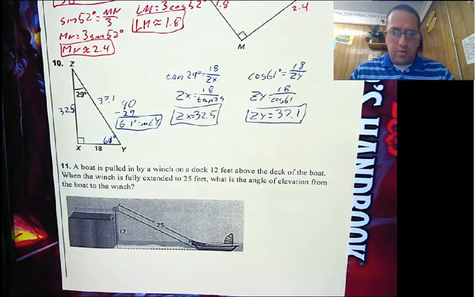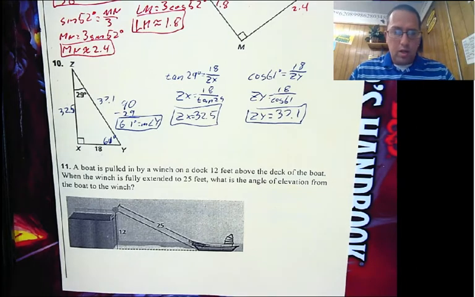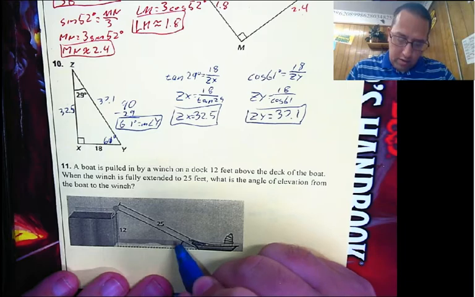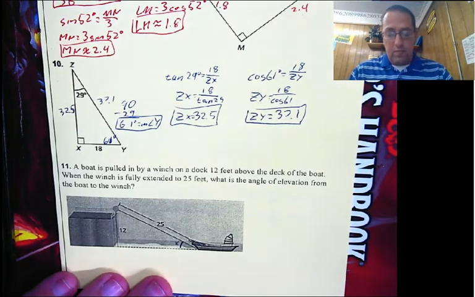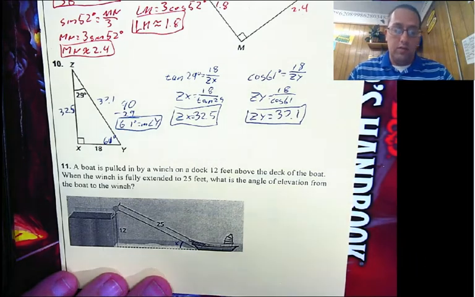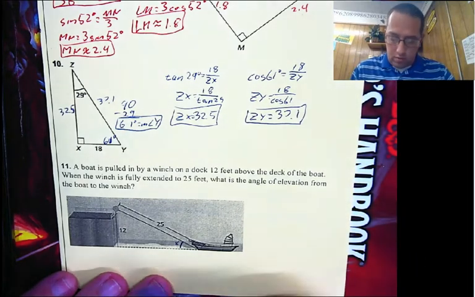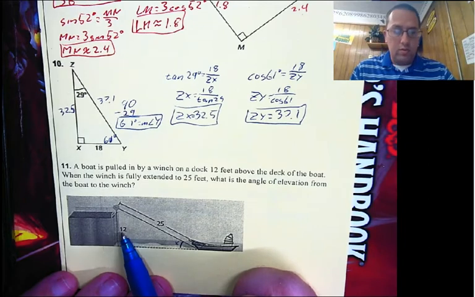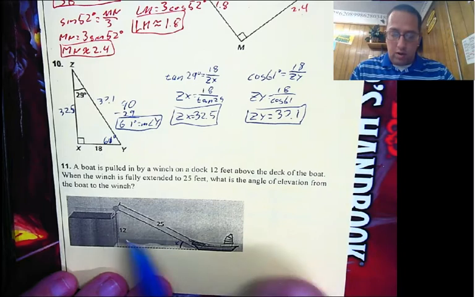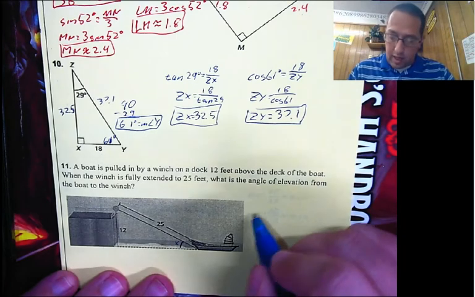A boat is pulled in by a winch on a dock 12 feet above the deck of the boat, as shown. The winch is fully extended to 25 feet. We want the angle of elevation. The angle of elevation is going to be this angle right here. That is what we are looking for. So, since we're looking for an angle, we are going to use inverse of one of our ratios. Let's see which one. We have 12. That is opposite the angle. We have 25, which is the hypotenuse. So opposite and hypotenuse would be sine.